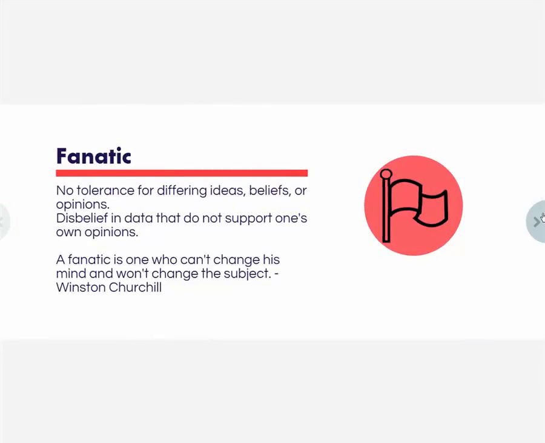The next type of crap he wants us to detect is fanaticism. Bigotry is the one he says is most harmful. Bigots are people who are utterly intolerant of any opinion other than their own, or who have no belief in data that does not prove their own point of view. Winston Churchill said, "A fanatic is one who can't change his mind and won't change the subject."